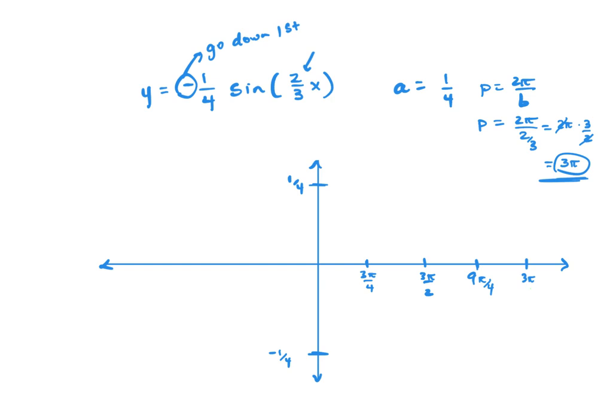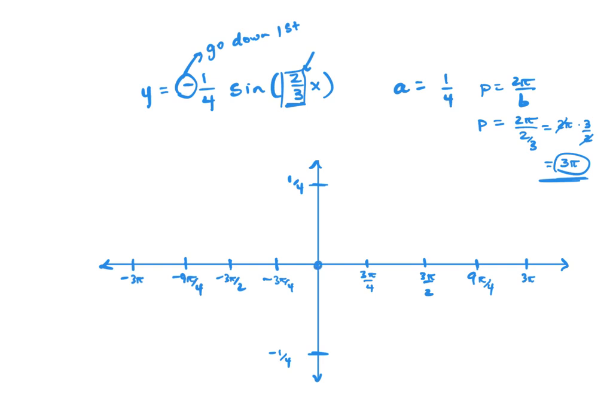So now I just negate it. Let me go a little further than that, let's make it a little realistic. We got negative 3 pi over 4, negative 3 pi over 2, negative 9 pi over 4, and negative 3 pi. If you notice, this b was 2/3, which is smaller than 1. It actually stretches the period out past 2 pi. So now we're completing a cycle of sine further than 2 pi because it's stretching it horizontally.